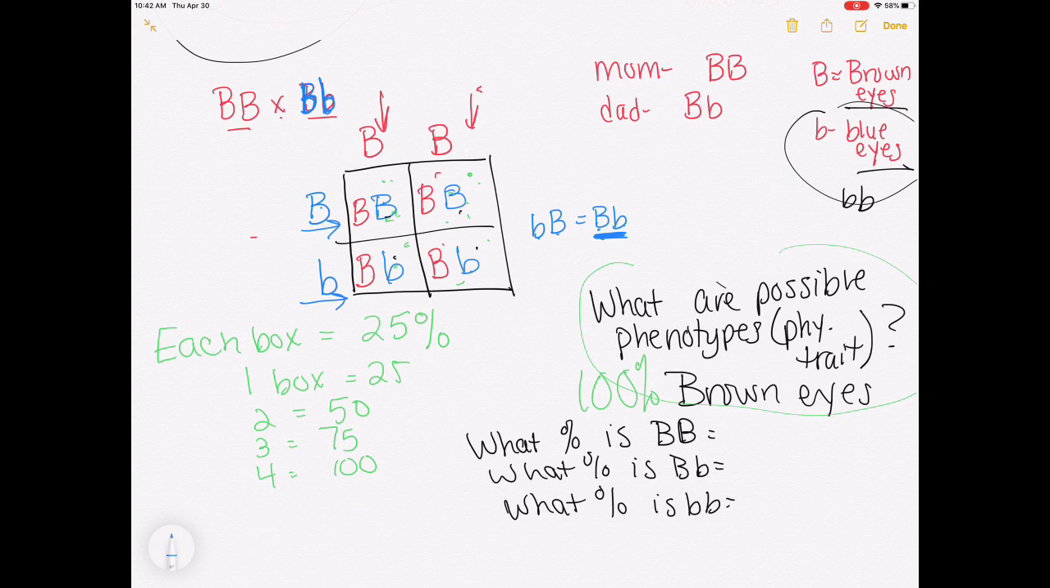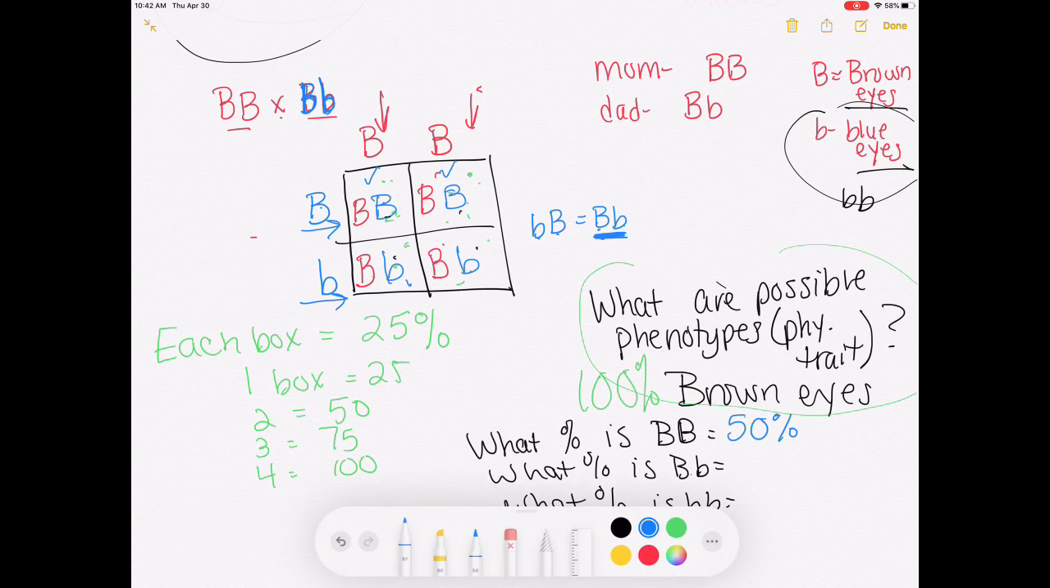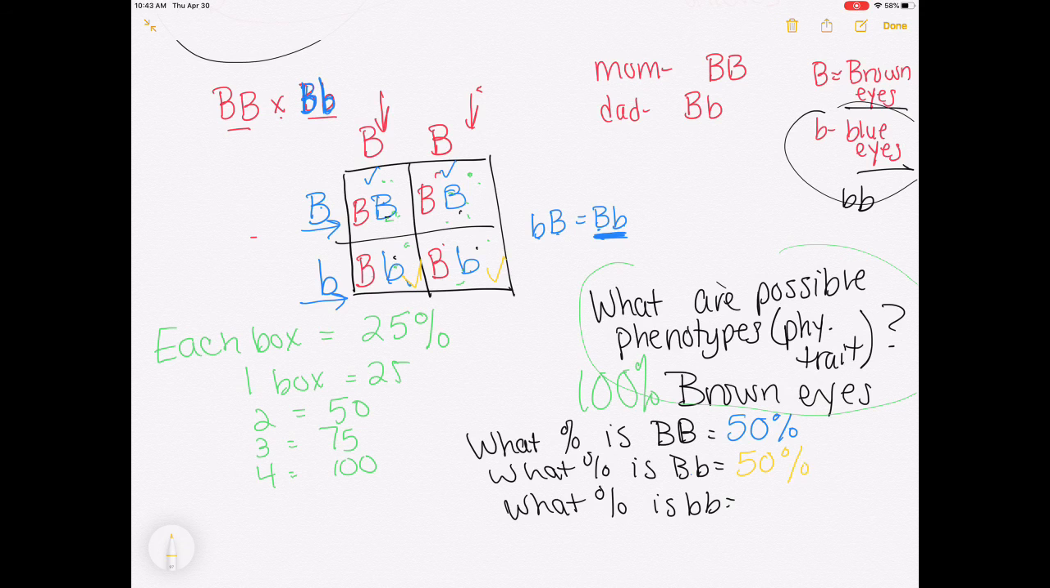So let's see, what percent is big B, big B? Well, I have it in this box and I have it in this box. So 2 out of those 4 boxes would give me half, but I need a percent, so that's 50%. Now, what about big B, little b? I have it here. Let's use another color so I don't confuse anybody. I have it here, and I have it here. So again, 2 out of 4 boxes, that's giving me 50% again.